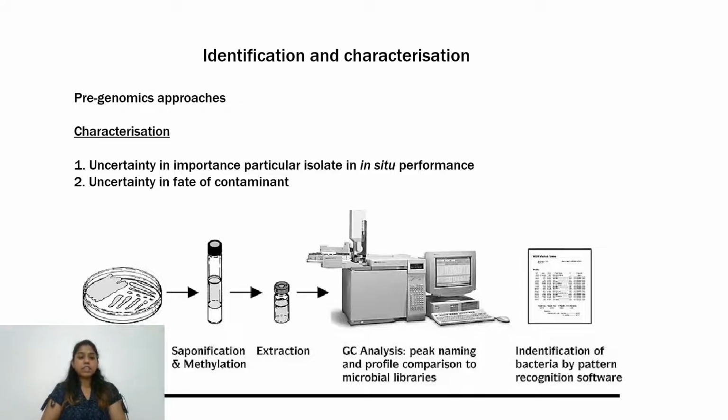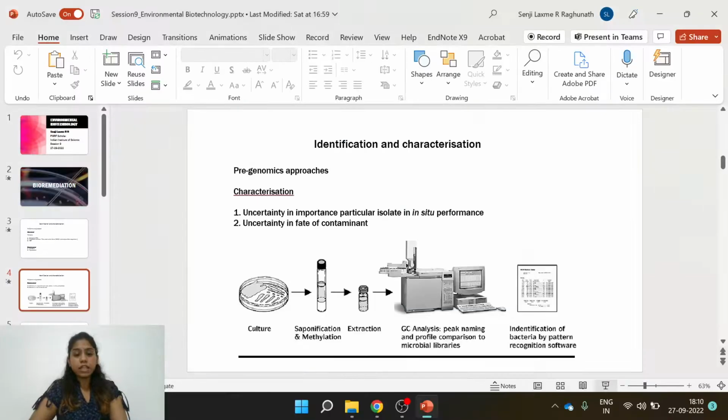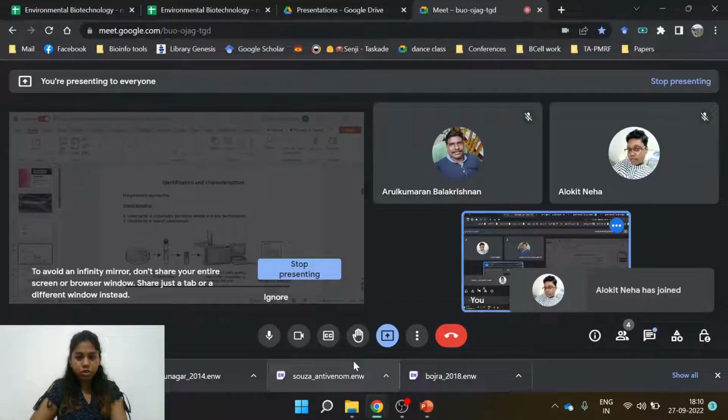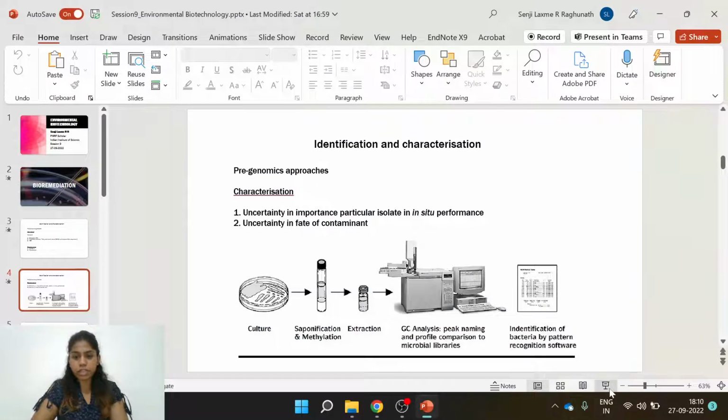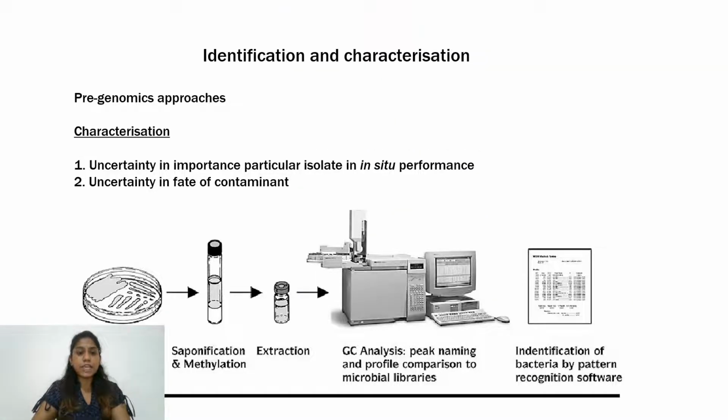The second thing is the fate of the contaminant. This is the most important part of the characterization, because whatever we are processing, the contaminant should be harmless at the end of the process. If we modify the contaminant but it produces a byproduct which is again harmful, that may not be of use to us. So the second most important thing is to understand the phase of the contaminant itself.